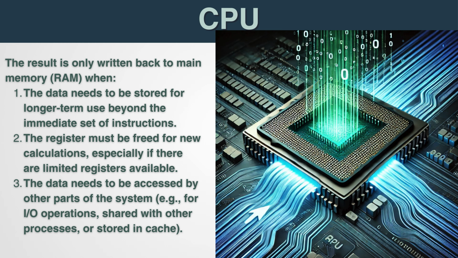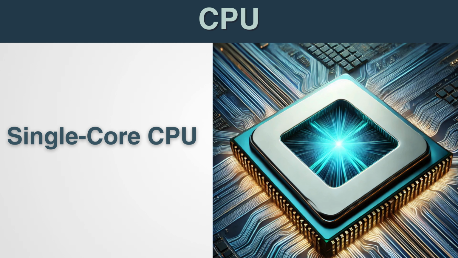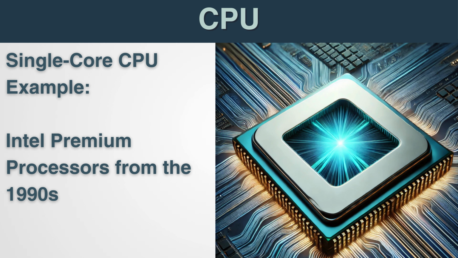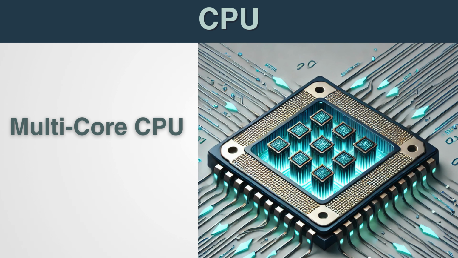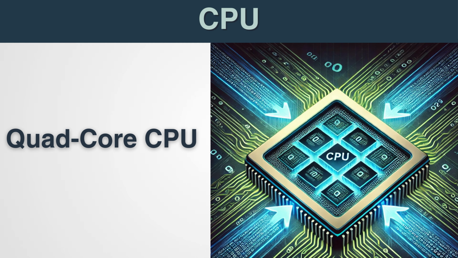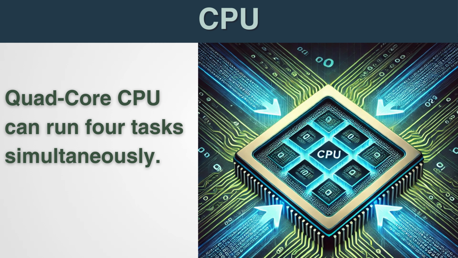There are various types of CPUs. You have the single-core CPU, which processes instructions one at a time. Early CPUs were single-core, limiting multitasking capabilities. The Intel Pentium processors from the 1990s are examples of that. Next, we have multi-core CPUs. These contain multiple cores, each capable of executing instructions independently, and this improves multitasking and performance for modern applications. You may have heard of a quad-core CPU that can run 4 tasks simultaneously.